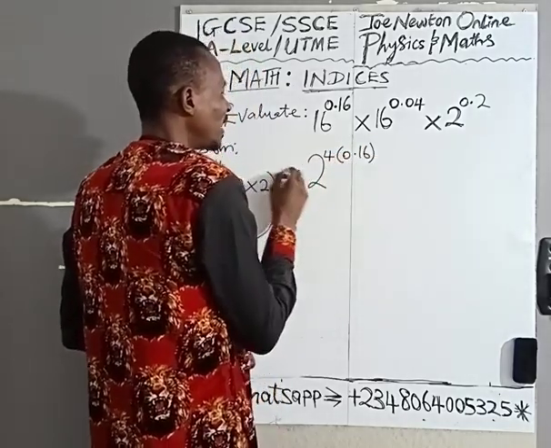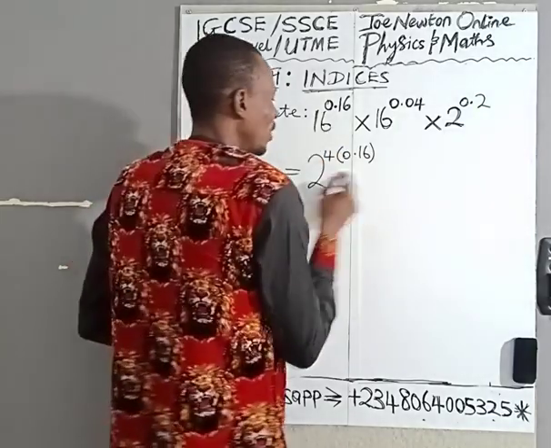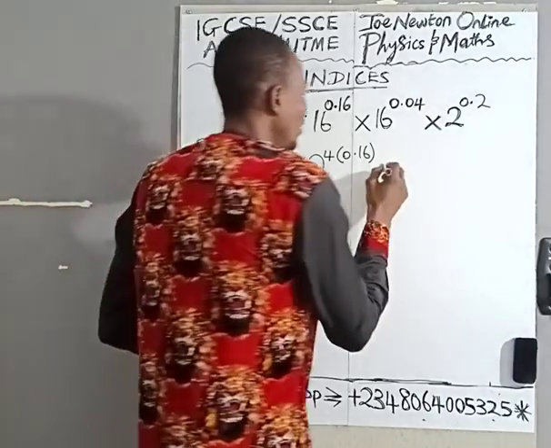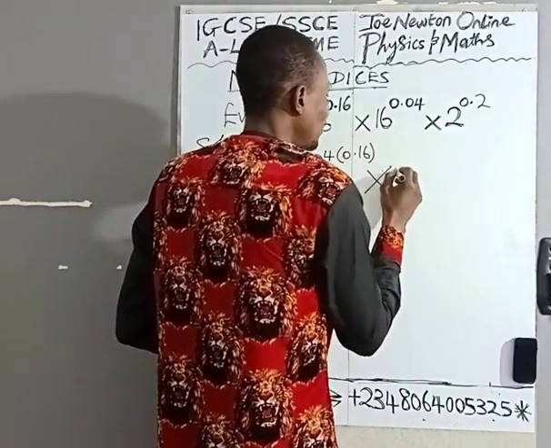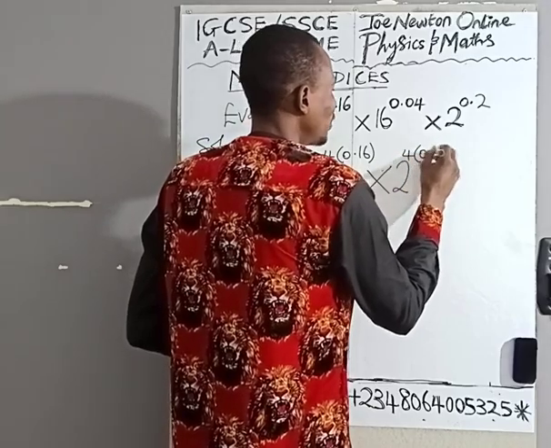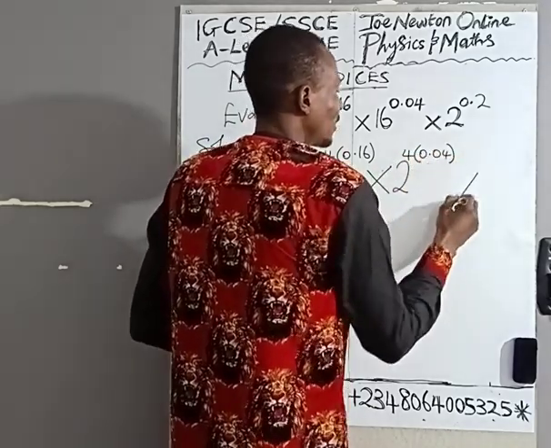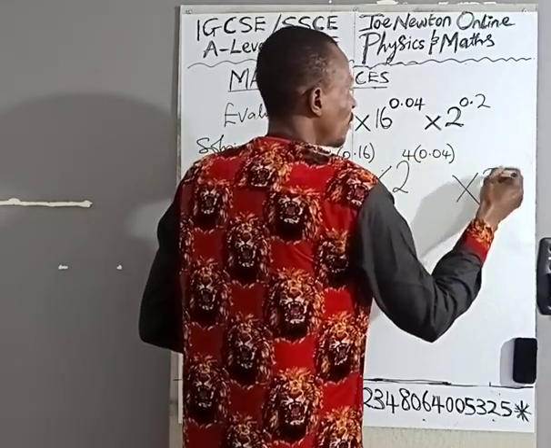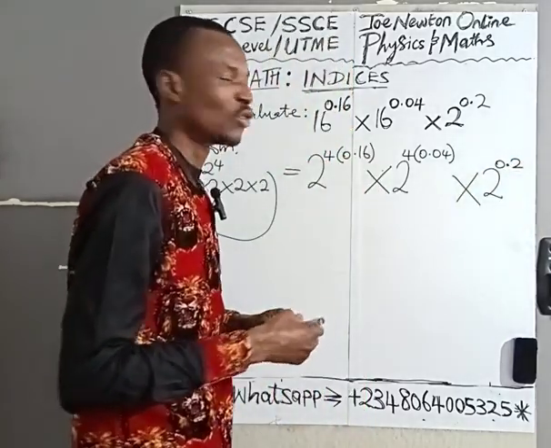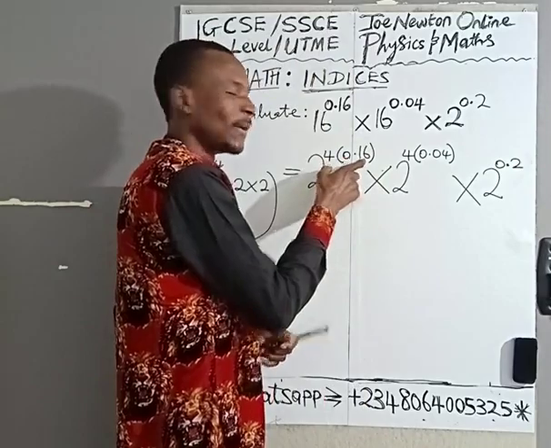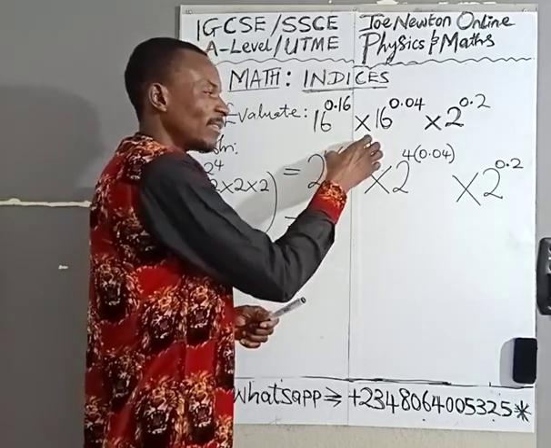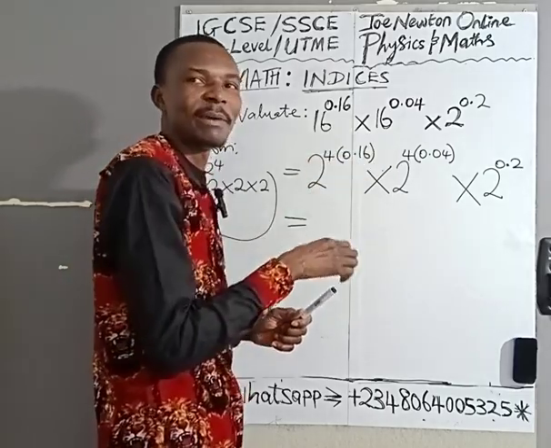So it is the same thing as this, because 2 raised to the power of 4, as we have confirmed here, will give us 16. Then times, here the same thing, 2 raised to the power of 4, bracket 0.04, times 2 raised to the power of 0.2. This bracket simply means that you are going to multiply. Bracket means multiplication here. Okay, the next thing we are going to do is to multiply the powers, to open the bracket, to multiply the power.